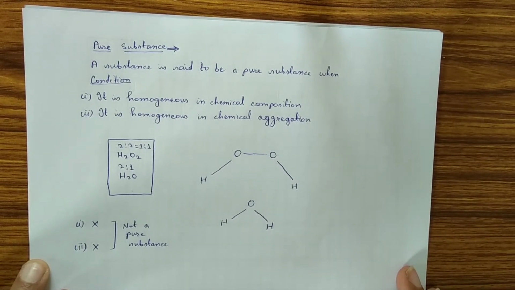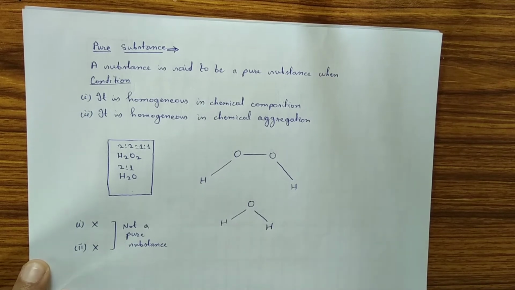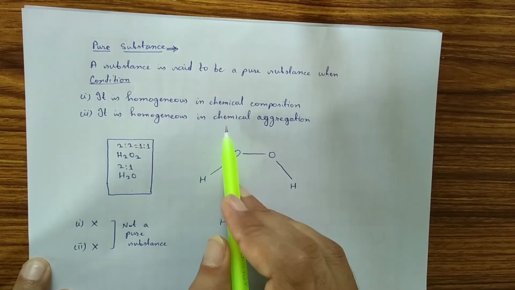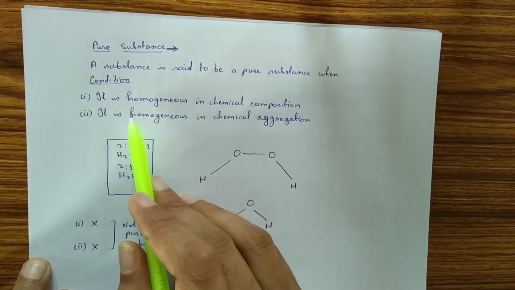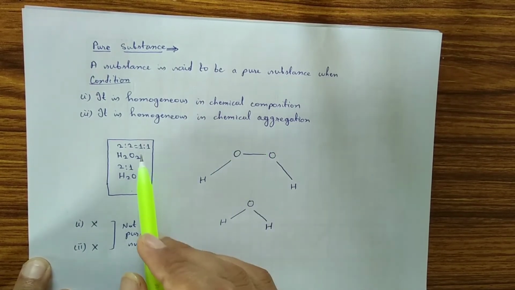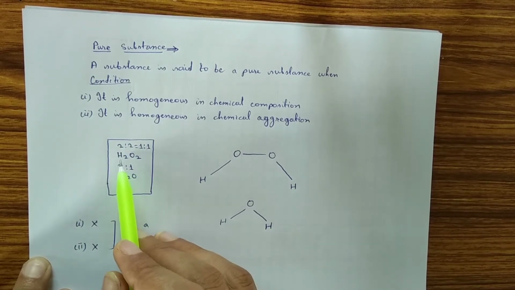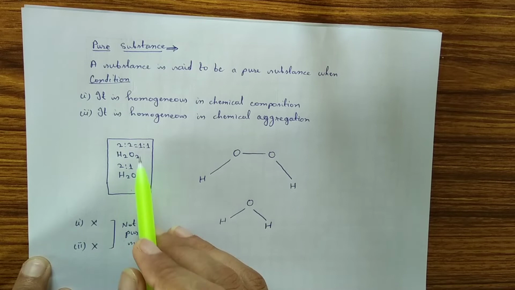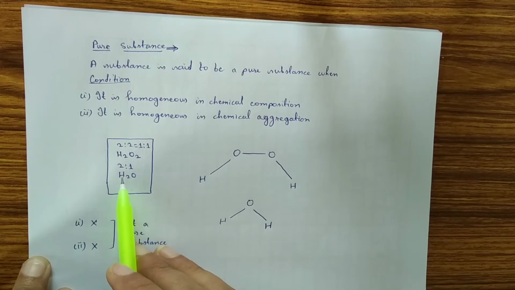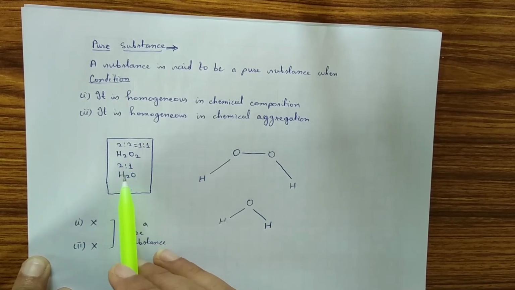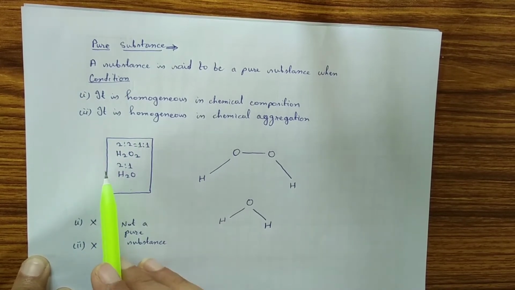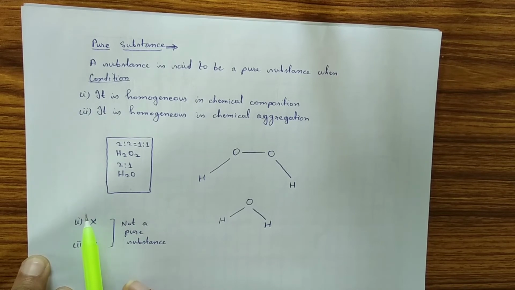Pure substance. A substance is said to be a pure substance when it is homogeneous in chemical composition and homogeneous in chemical aggregation. So let us see what is homogeneous in chemical composition and homogeneous in chemical aggregation. Let us see an example. A container is there where we have kept H2O2 and H2O. If we see the ratio for H2O2, it is 1:1, and for H2O, that is water, it is 2:1. So the chemical composition is not the same here, it has different ratios. So this is not homogeneous in chemical composition.